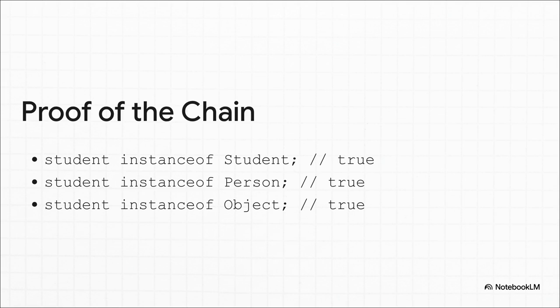And you know what's cool? We can actually prove this chain exists using code. There's an operator called instanceof. So if you ask, is our student an instance of student? The answer is true, obviously. But check this out. If you ask, is that same student an instance of person? The answer is also true, because it's part of the chain. And you can even go one step further. Is it an instance of object? Yep, true again, because everything in JavaScript eventually links back to the base object prototype. This is hard proof that the chain is real and that JavaScript knows all about it.